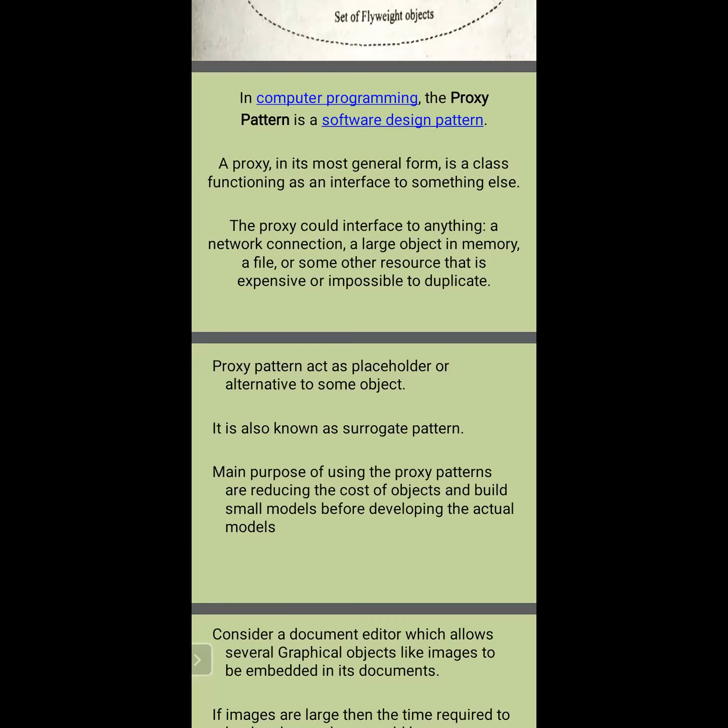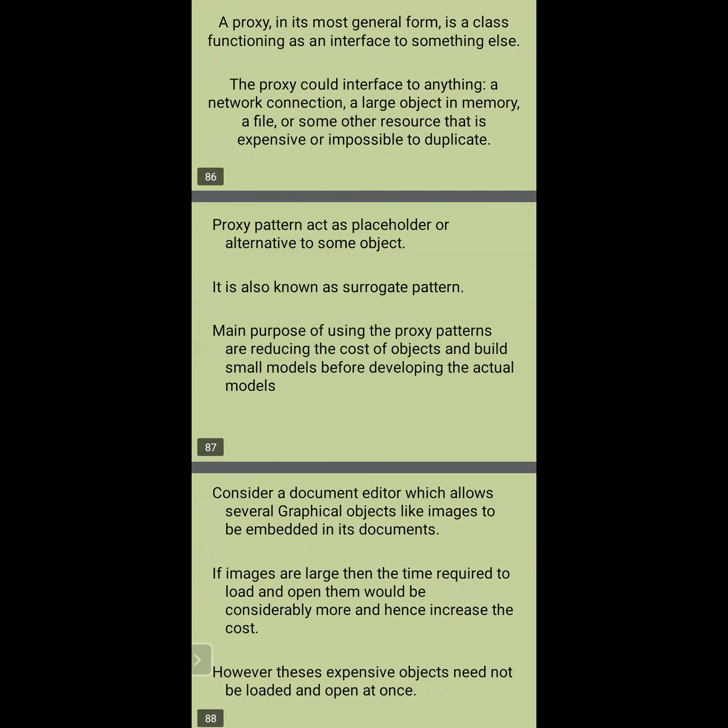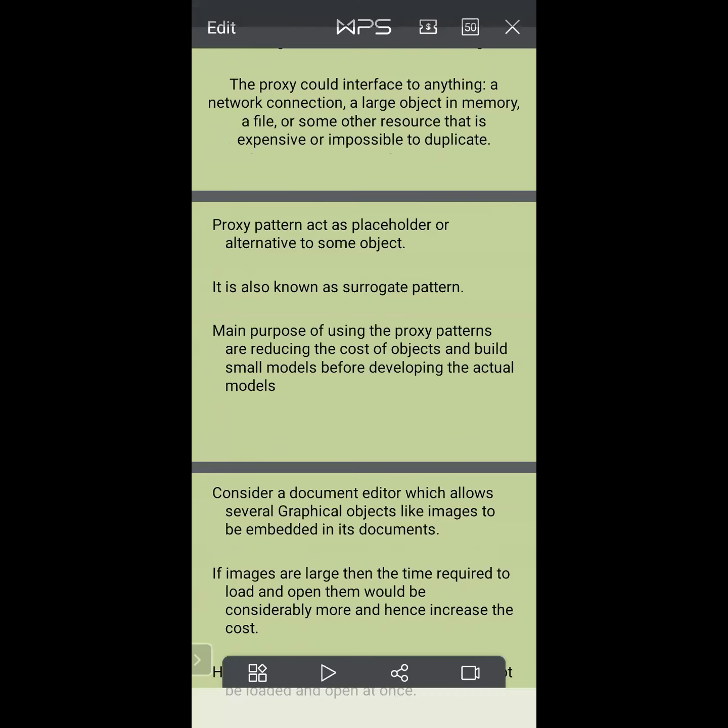If he is paying rent, for example daily 200 rupees, then for 7 days it is 1400. If he keeps it for just 1 month, it will be 6,000. Am I right? So it reduces the cost. It is a temporary adjustment, and that type of adjustment is done by using the proxy here. So the proxy pattern can act as a placeholder, an alternative to the object. It is also known as the surrogate pattern.